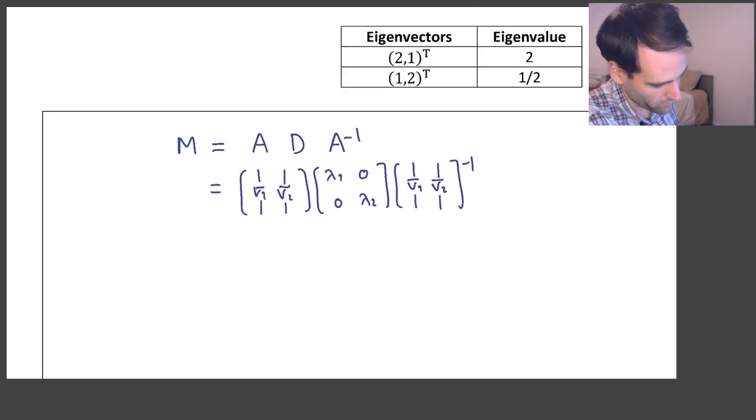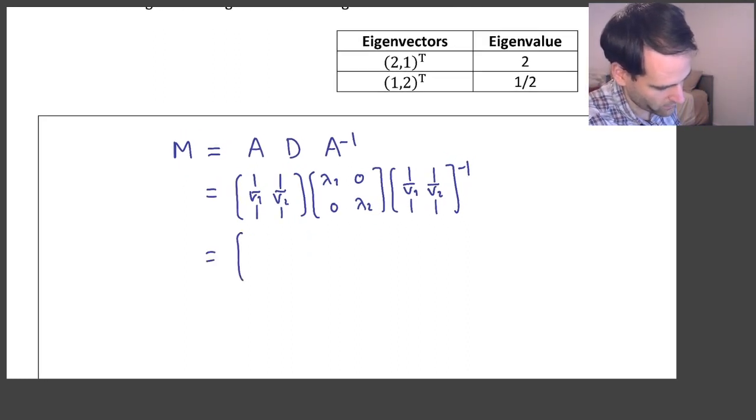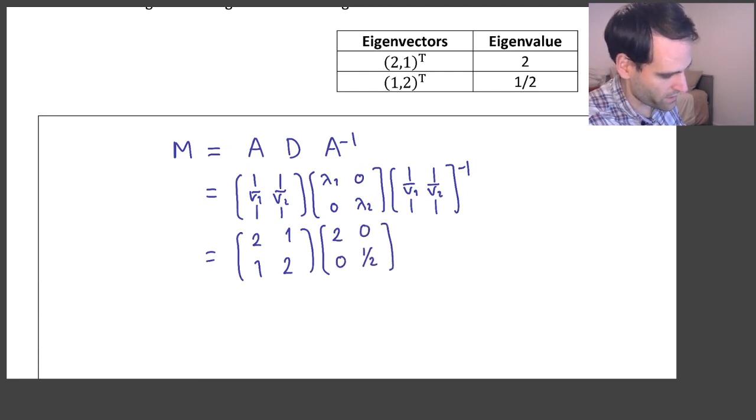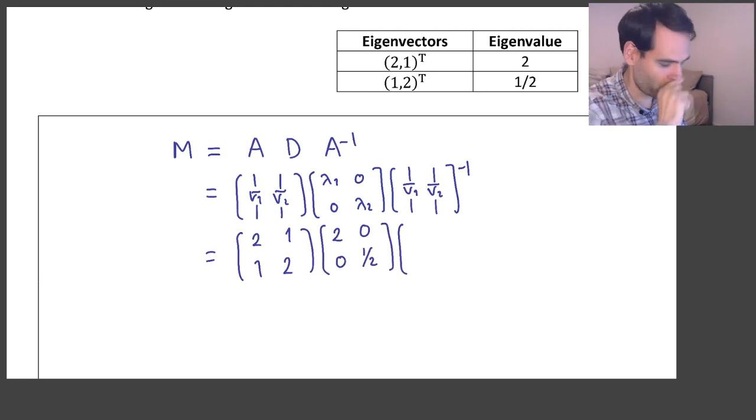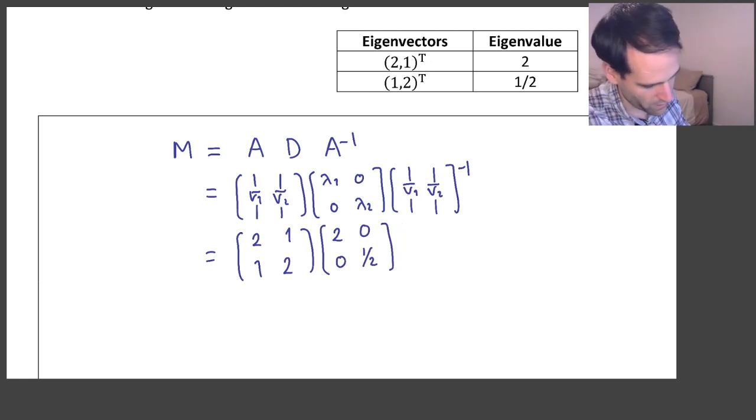Okay, so let's do this. So the first eigenvector is (2, 1), and the second is (1, 2). The eigenvalues are 2 and 1/2, with 0 and 0 off the diagonal. And the inverse matrix is, let me just write it down. By now you know how to calculate inverses. This is 1/3 of (2, -1; -1, 2).